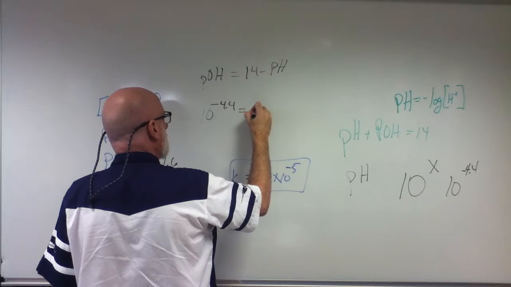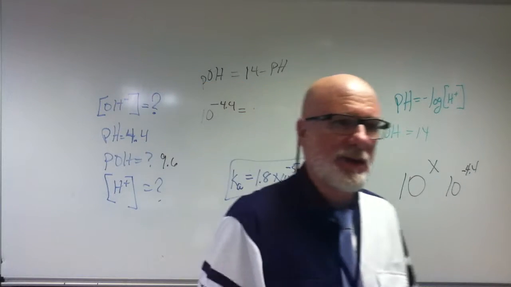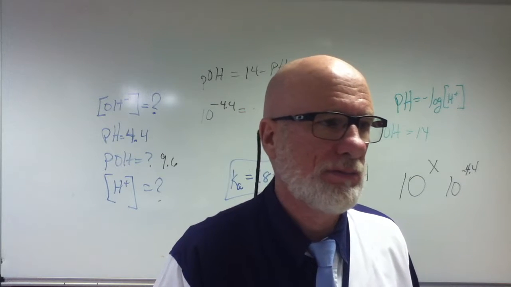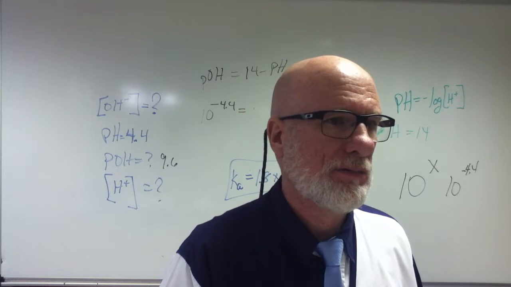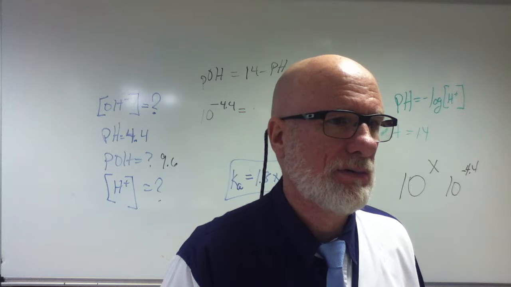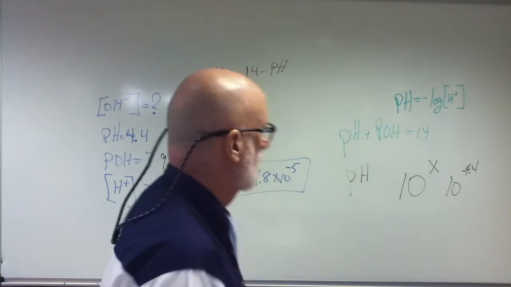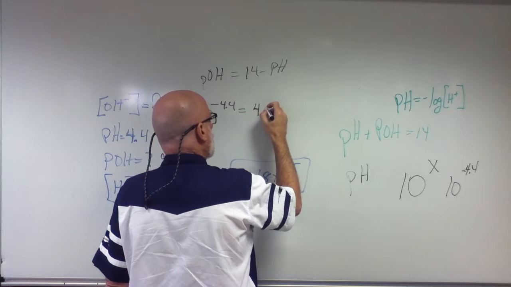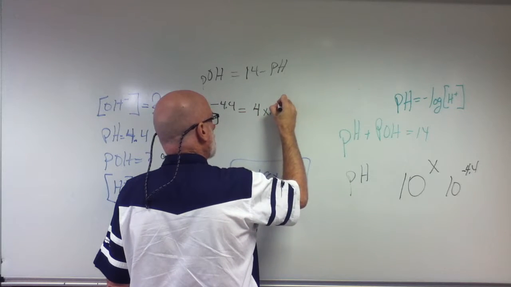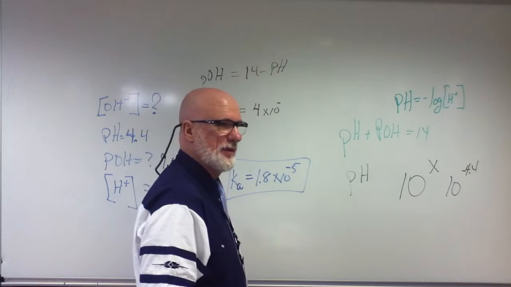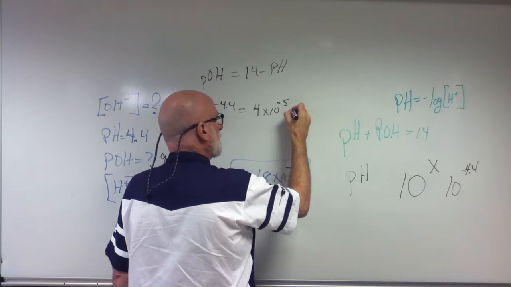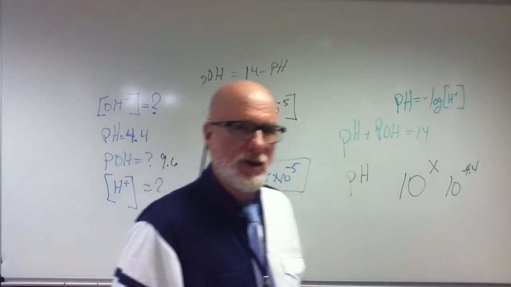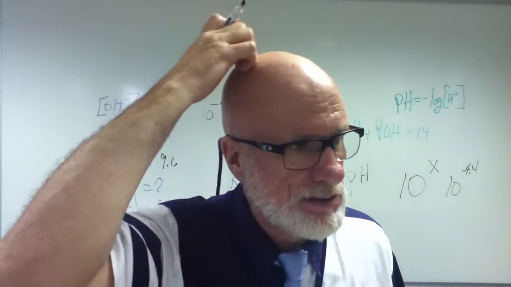I need it in scientific notation. 3.98, so 4. Yes. 3.984 times 10 to the negative what? Negative fifth? Is that right? So it's an ion concentration and it's in molarity, so you put it in brackets.